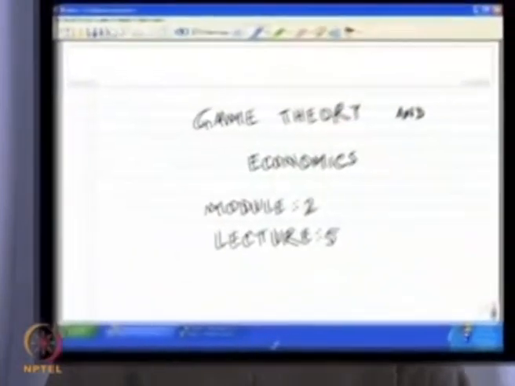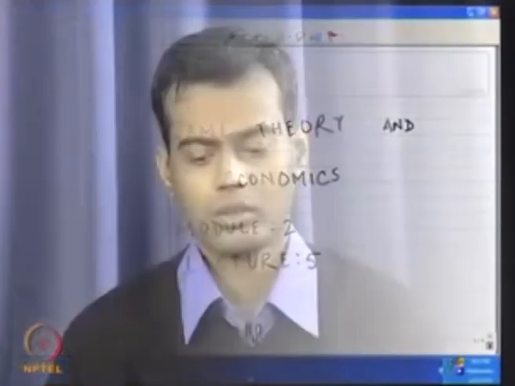Welcome to the fifth lecture of module 2 of the course called Game Theory and Economics. Before we start this lecture, let me recapitulate what we have done in the previous lecture, lecture 4. In the previous lecture, we have examined what is the implication of altruism in situations like prisoner's dilemma. We have already discussed the prisoner's dilemma game.